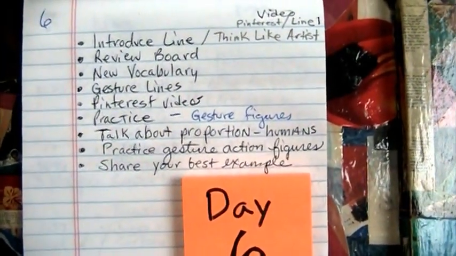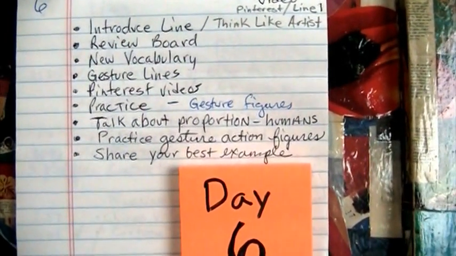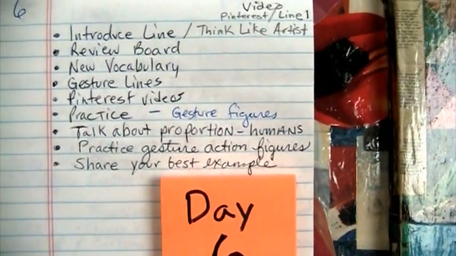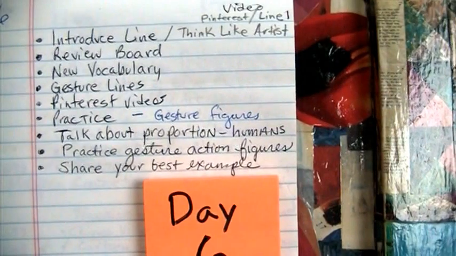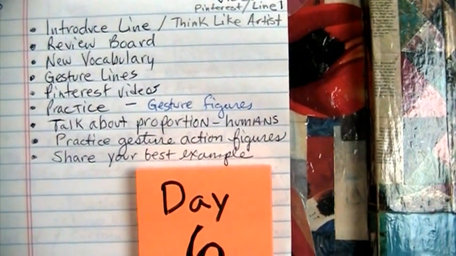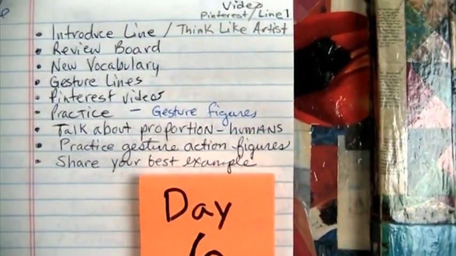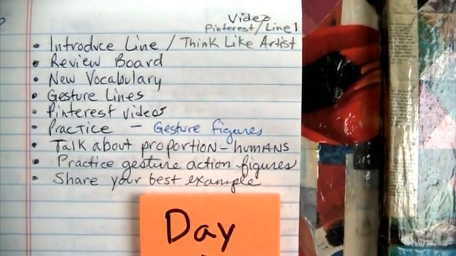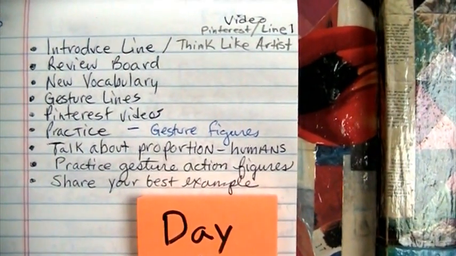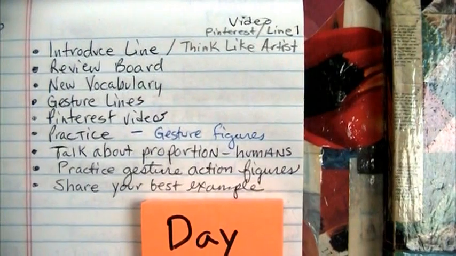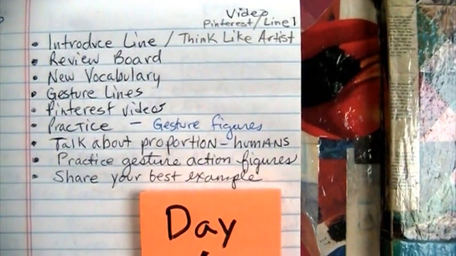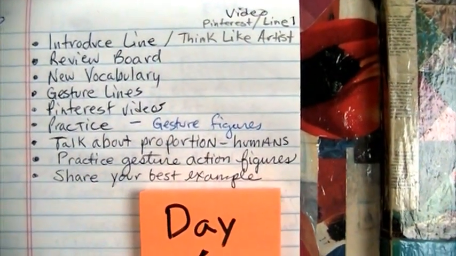We reviewed the board information, which gives us the definition of line, which basically is an element of art to define shape, contours, outlines. It can also suggest mass and volume. It may be a continuous mark made on a surface with a pointed tool like a pen or pencil, or it can be implied by the edges of shapes and forms.